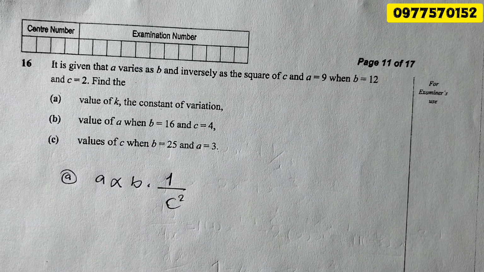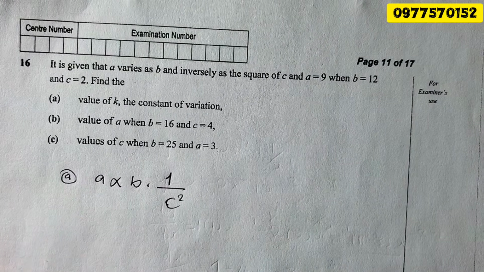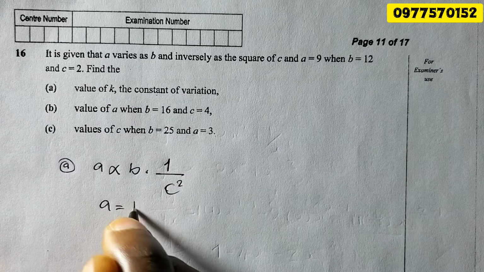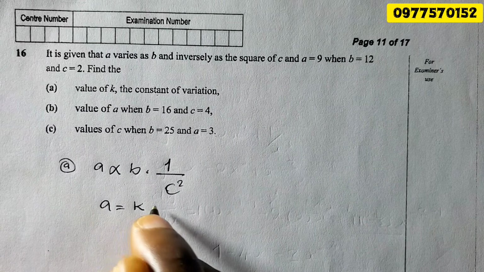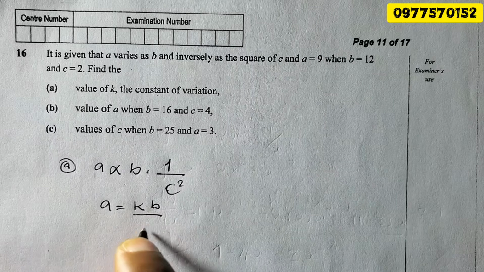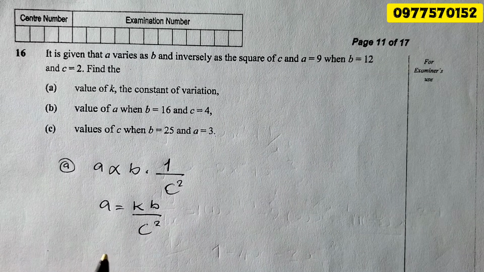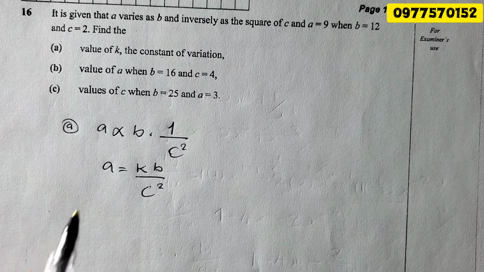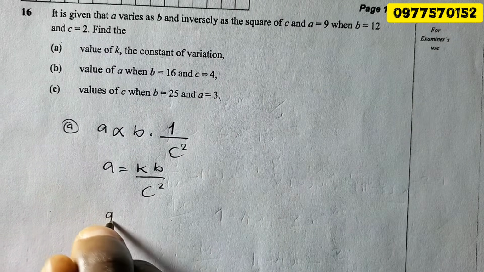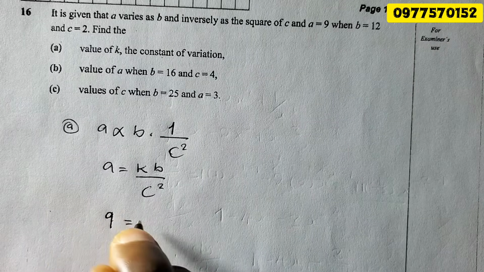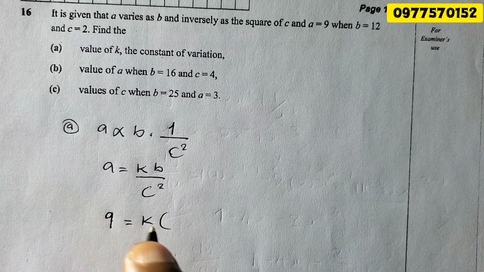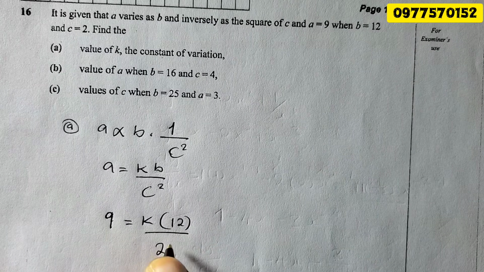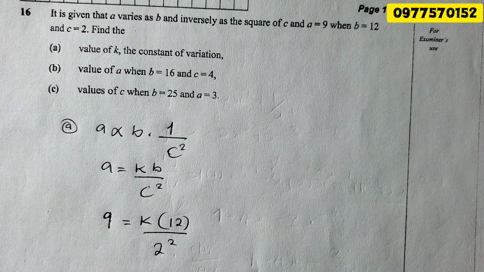So we're going to introduce a constant K here. So A is equal to B times 1 is B, so the K will appear. It will be KB over C squared. Now we want to find the value of the constant. What is the value of A? The value of A is 9. What is the value of K? It's the one we're going to calculate. What is the value of B? The value of B is 12. What is the value of C? C is 2, so it becomes 2 squared.